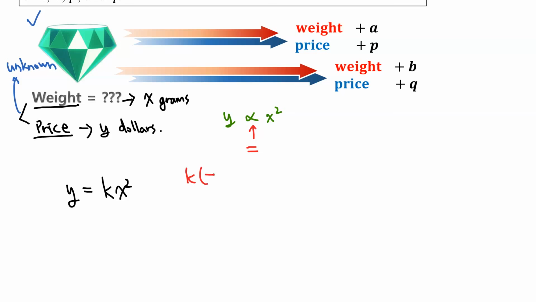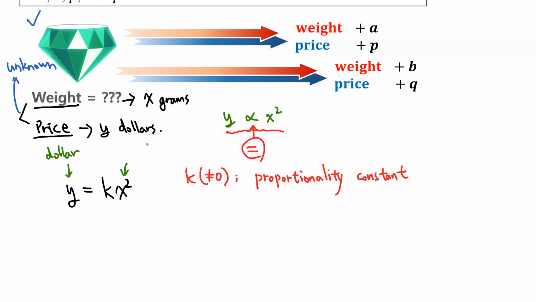Here K, which is non-zero, is our proportionality constant, which we introduce to make this proportionality relation into the equality. Since the unit of Y is dollar and the unit of X squared is gram square, the unit of K is dollar per gram square. So this is our equation number 1.